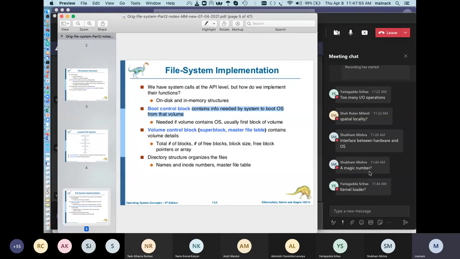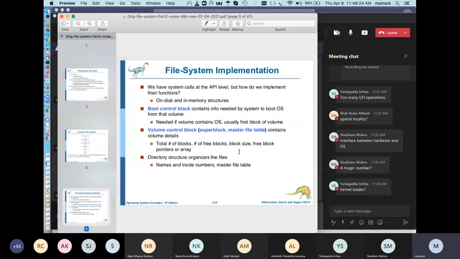the size of each block, and a free block count. Because if you look into your Linux and run the df command, or in Windows you look into your disk utility, you will see how much space is free. How would they know it? Because the volume control block, which is per volume, contains the volume details, including the free block count and pointers to those free blocks. Everything in the name of efficiency.